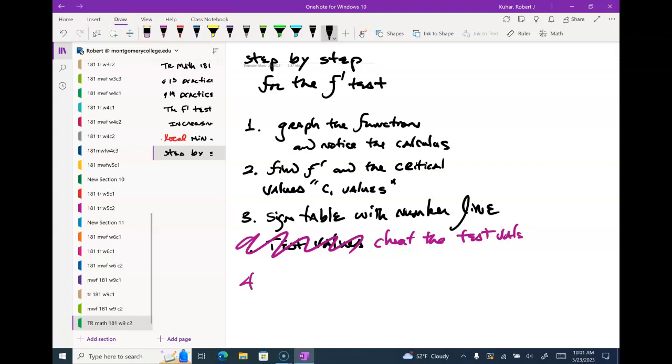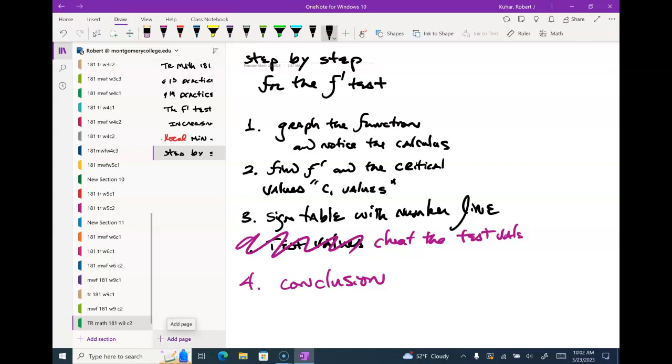Step 4, conclusion. And remember what the conclusion can be. If f prime of x is positive, the original function's increasing. I already wrote all this, so I'm not going to write it in step 4. If f prime of x is negative, the function's decreasing. If f prime of x is 0, and that point exists on the original graph, and the derivative changes signs from positive to negative, I have a local max. From negative to positive, I have a local min. I need all of that in my conclusion. Okay?